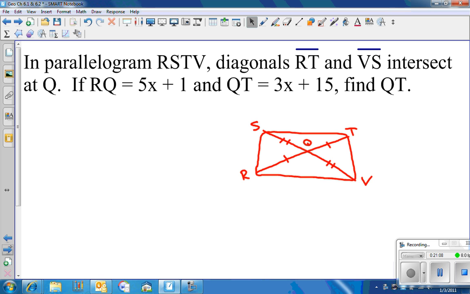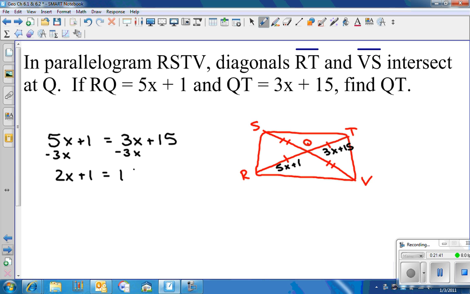Now, given the information, QT is 3x plus 15 and RQ is 5x plus 1. It wants me to find the measurement of QT. But all I know is that RQ and QT are equal. They're the same length. And if they're equal, you set them equal to each other and solve for x. Subtract the 3x from both sides. Move the 1 to the other side. Divide by 2. So we get x is 7, but that's not what it asks for.